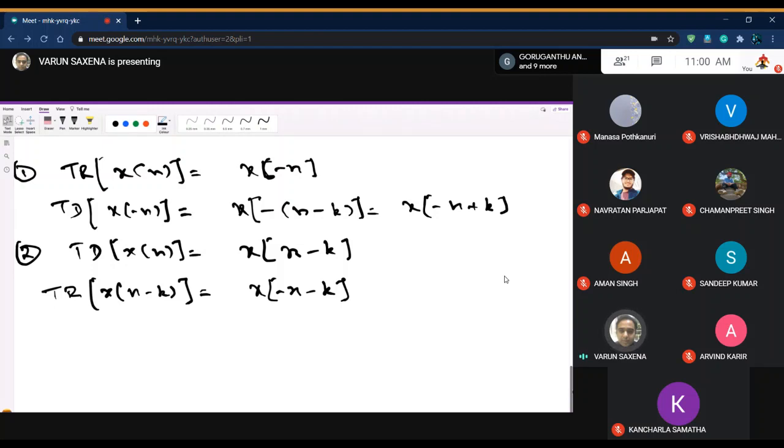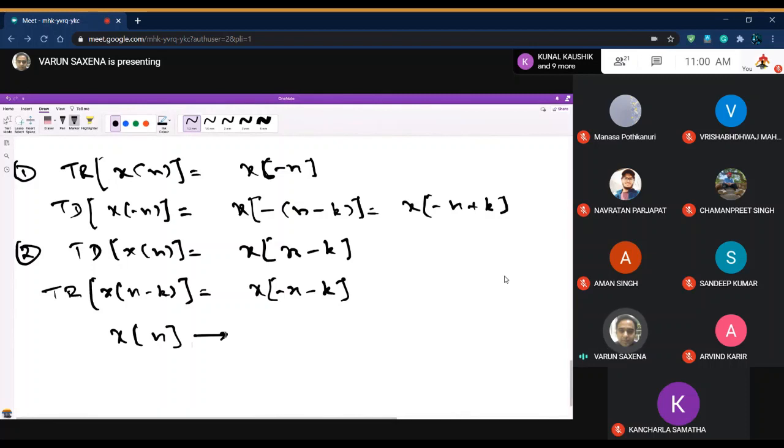It is not performed on n minus k. Please remember that. That is very important. Even time scaling. So suppose I have a signal x[n], and I time delay it, it becomes x[n minus k].